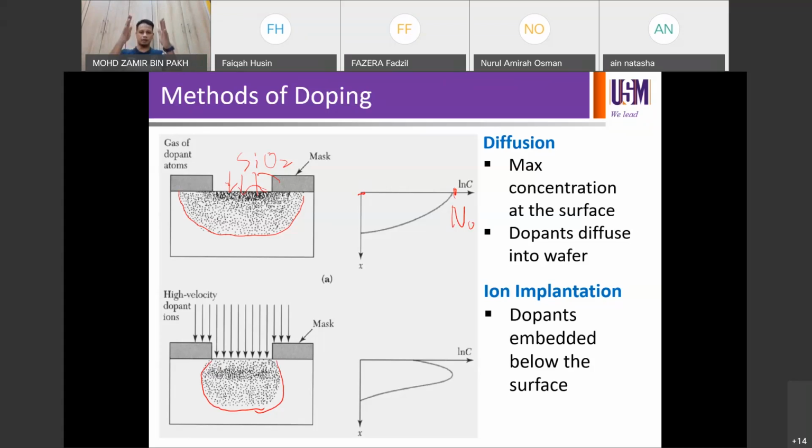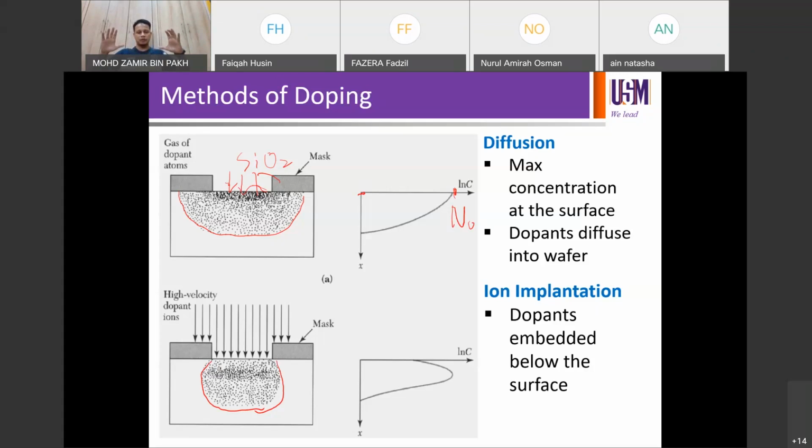Cuba compare atas dan bawah, apple to apple. Which one has a wider profile? Diffusion or implantation? Wider means on the X. Kalau tengok dia, yang mana yang lebih lebar? Profile yang you dope tu. Right? Diffusion, right? Okay, so diffusion tends to have a wider profile.